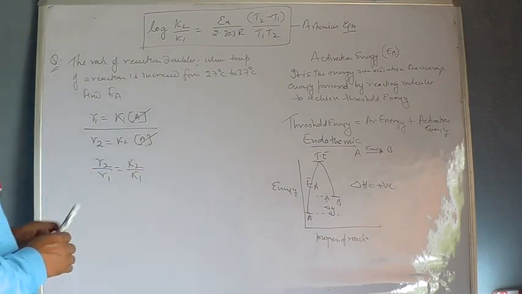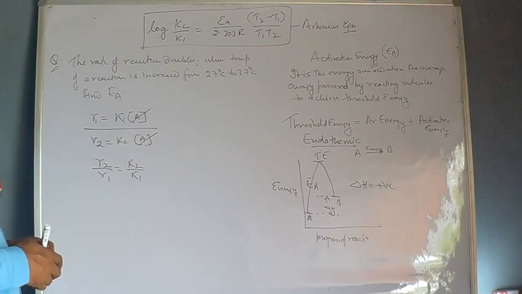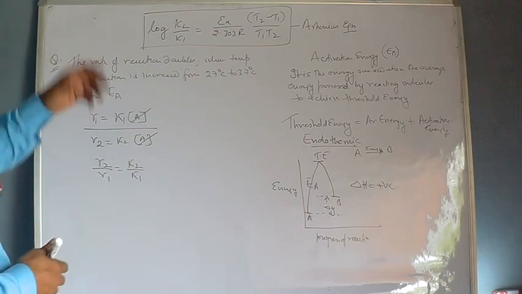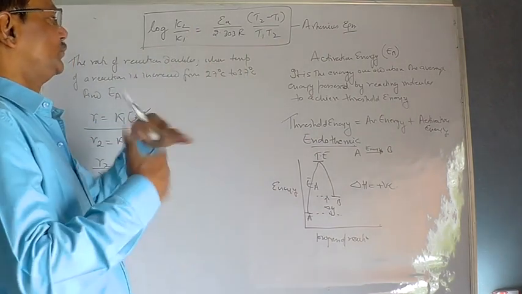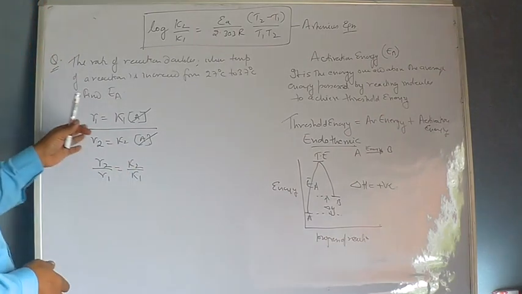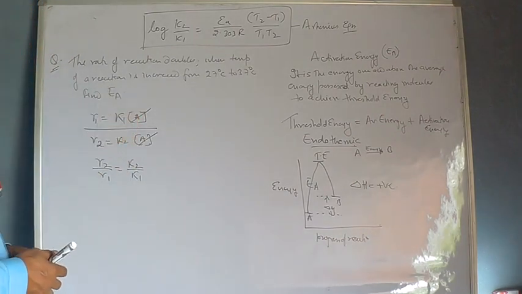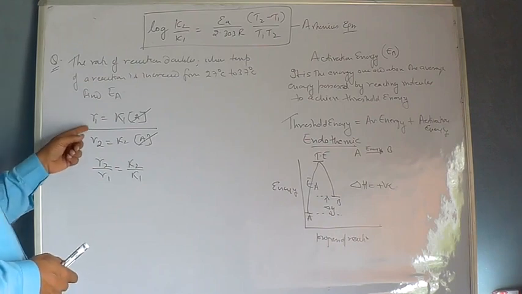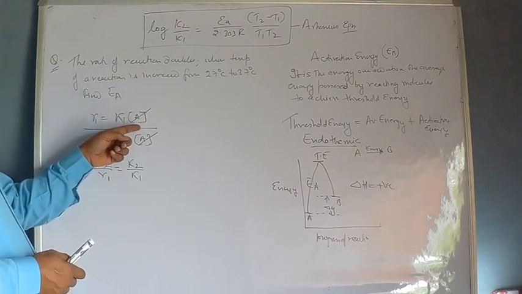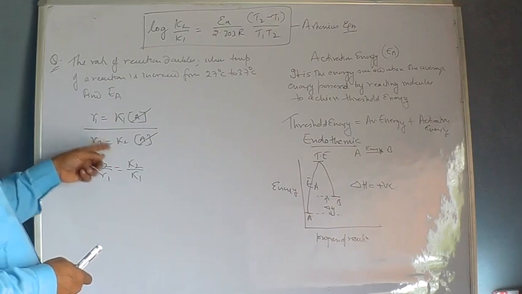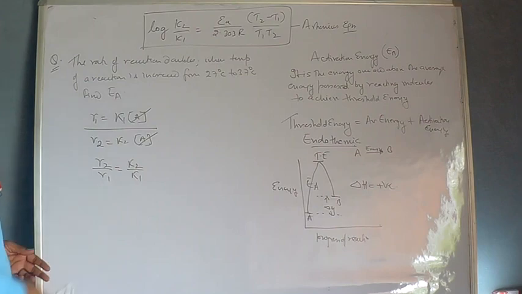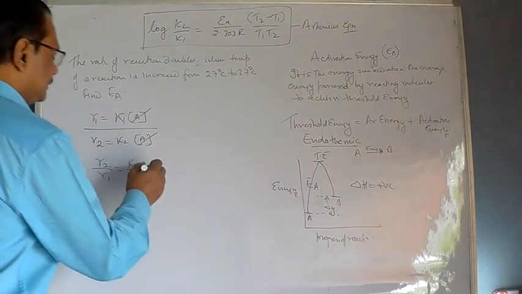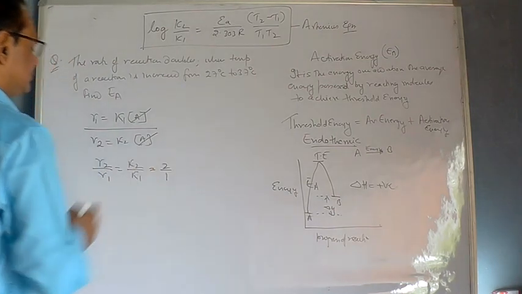Class, why I mentioned K1 and K2, I must tell you again, because with increase in temperature, the rate constant is going to change. So in this expression, since there was no mention of temperature, that's why we have taken two rates. R1 equals K1 multiplied by molar concentration of A. Similarly, R2 equals K2 multiplied by molar concentration of A. Since concentration is not changing, we can very well say R2 by R1 equals K2 by K1, and this has been given to us as 2 by 1.